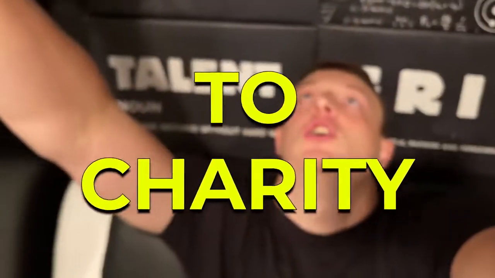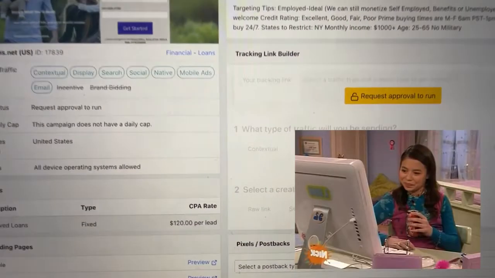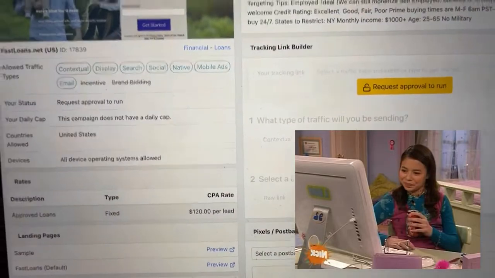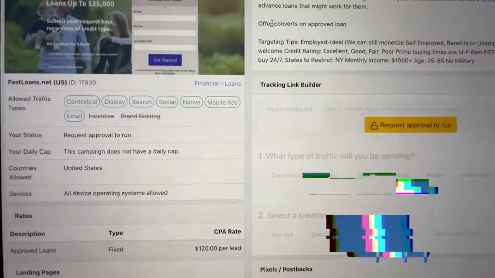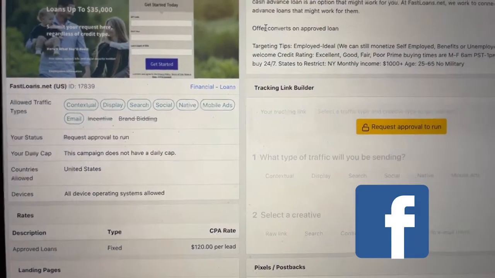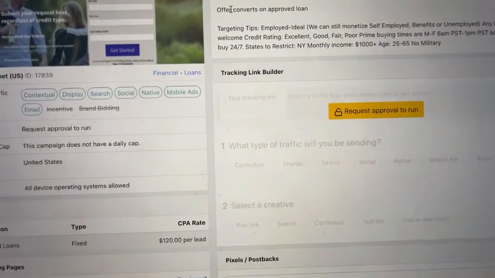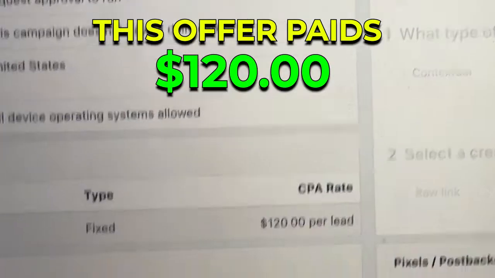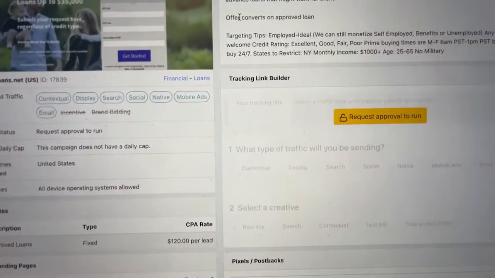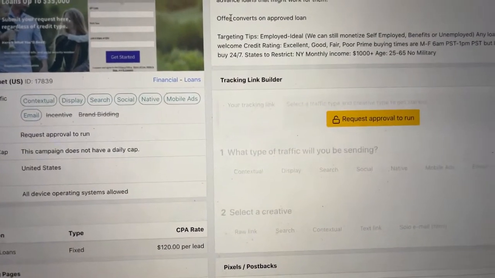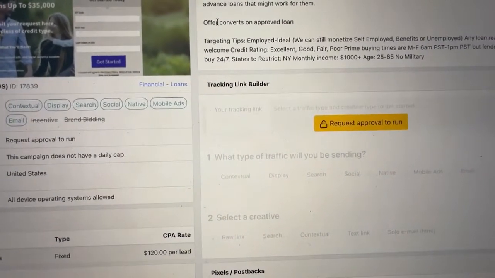Okay, I just went through an extensive research of finding a really good offer to promote, and this offer called fastloans.net is perfect. I can target exact people looking for loans on Facebook right now. This offer I just need to apply to run. It pays $120 per lead, and the best part is I only need like 100 something people to convert on this offer today, and I make like 20 grand.